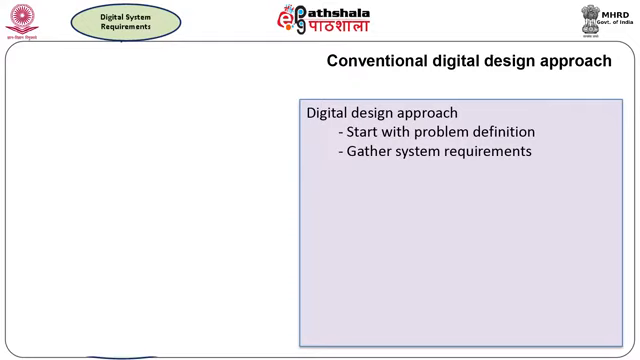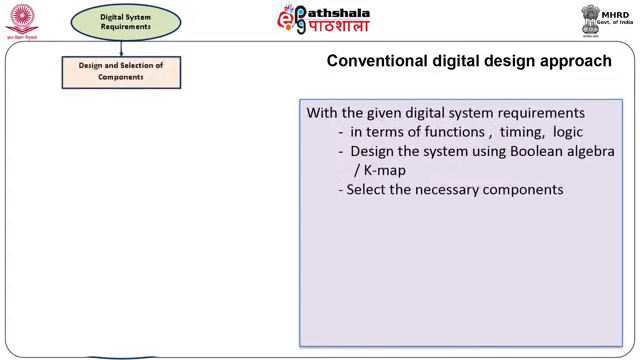In the conventional design approach, as usual, let us start with a problem definition clearly. System requirements are gathered in terms of input, output and process parameter. With the given digital system requirements in terms of functions, timings and logic, it is possible to design the system using Boolean algebra or K-map. At this stage, it is essential to select necessary components.